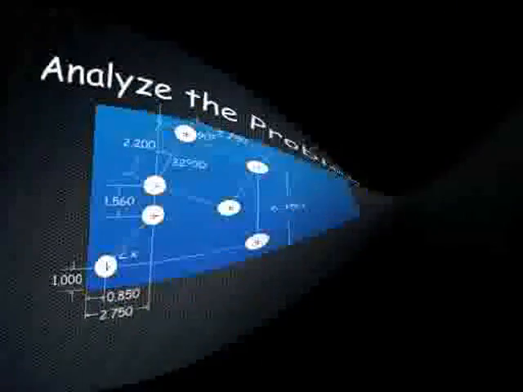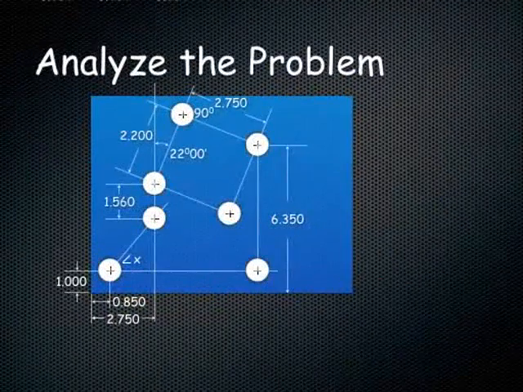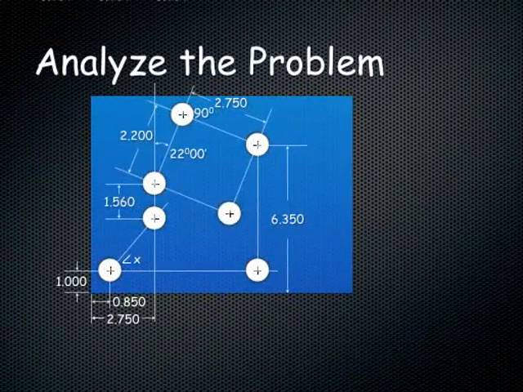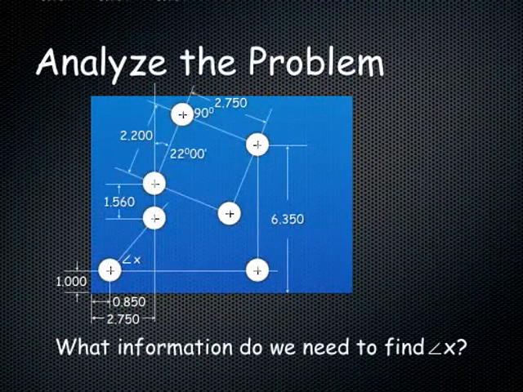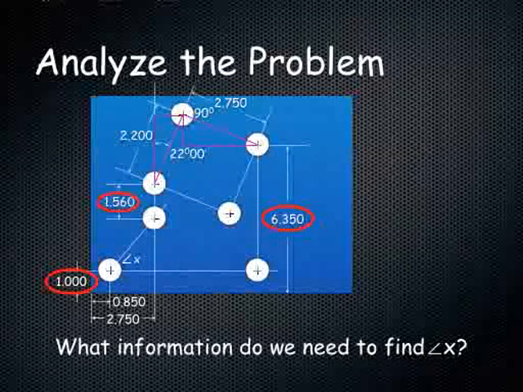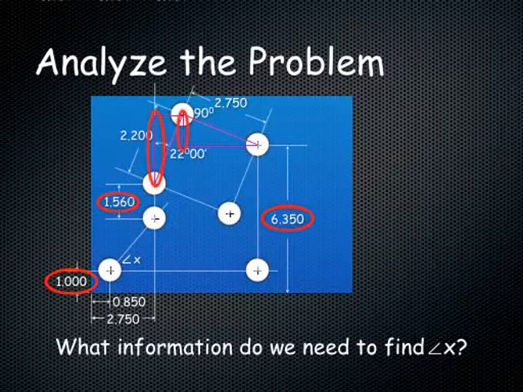The first thing we need to do is to analyze the problem. This is quite a complicated problem, but what is it we're going to need to solve for angle x? Well, we're going to need vertical information, and to do that we'll need a triangle up here, second triangle here. If we have our 6.350 here and the 1 and the 1.536, solve these triangles for our verticals, then we can calculate this side of angle x.